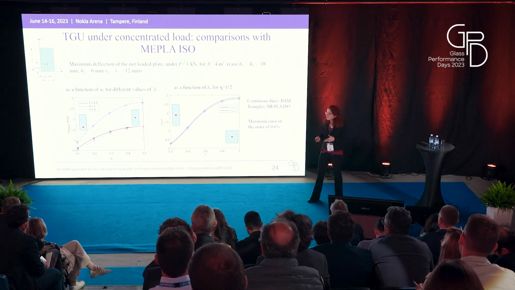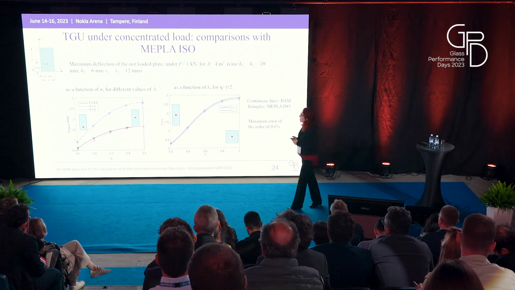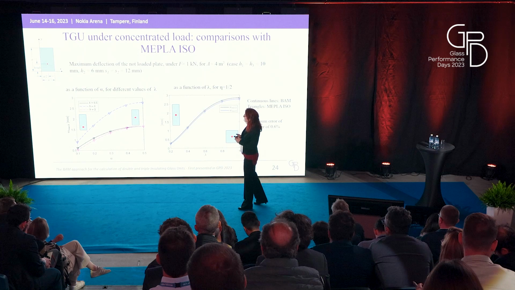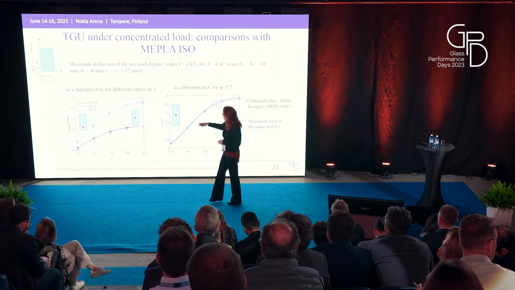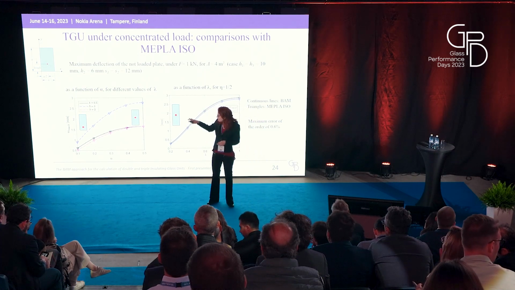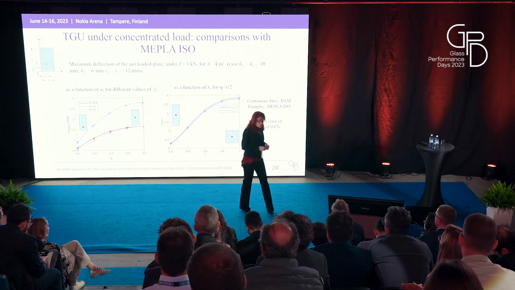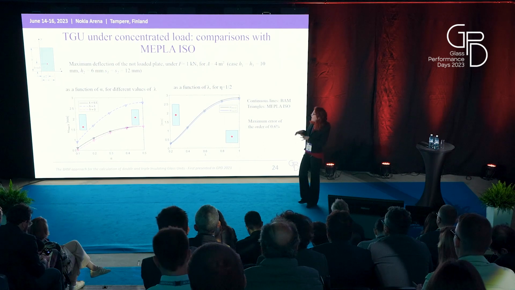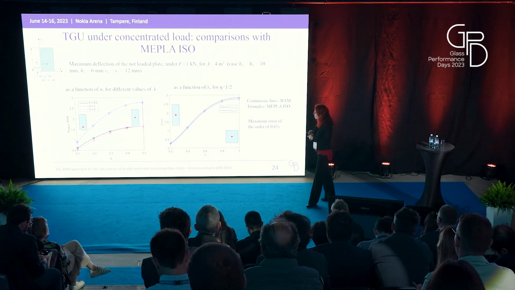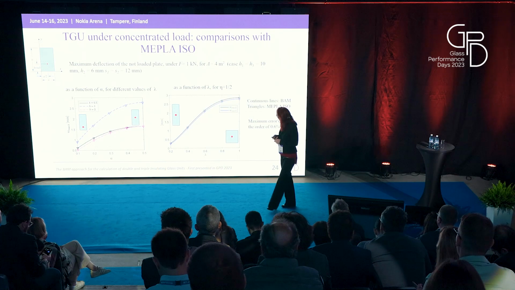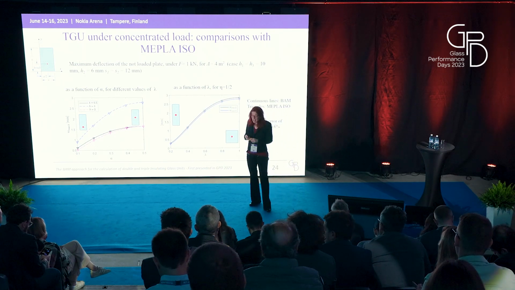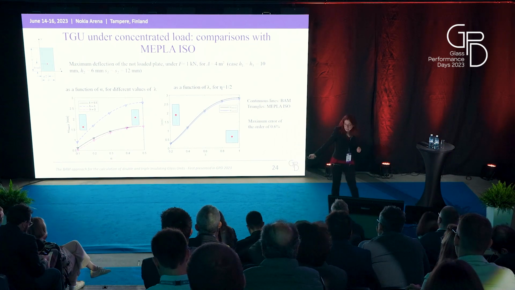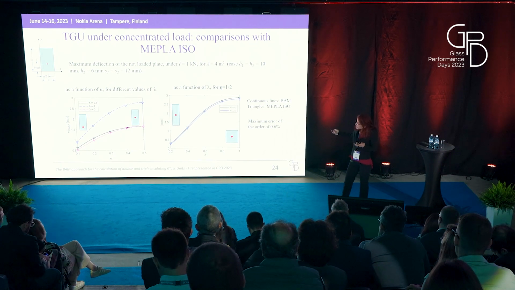And these are more or less the same graphs for the case of TGU under concentrated load. So the graph on the left considers different positions of the load, while that on the right investigates the influence of the aspect ratio. In all the comparisons that we performed, the maximum error is of less than 0.7%. So there is, again, an excellent agreement.